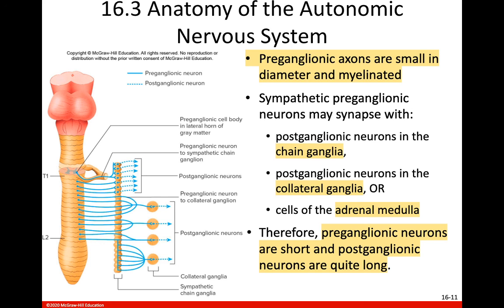systems: with the sympathetic nervous system, the preganglionic neurons are really short because they travel to those chain ganglia or collateral ganglia, which are very close to the spinal cord. They're either right beside the spinal cord or right in front of the spinal cord. So the preganglionic neurons are really short. The postganglionic neurons are very long.